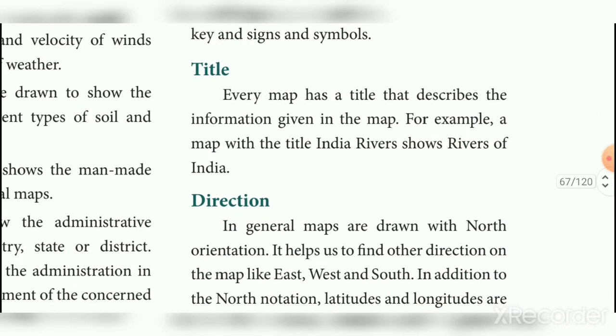Let me see one by one. Title. Every map has a title that describes the information given in the map. For example, a map with the title India River. If we buy an India River map, the map contains all the rivers in India. So we can see the rivers of India on the map.